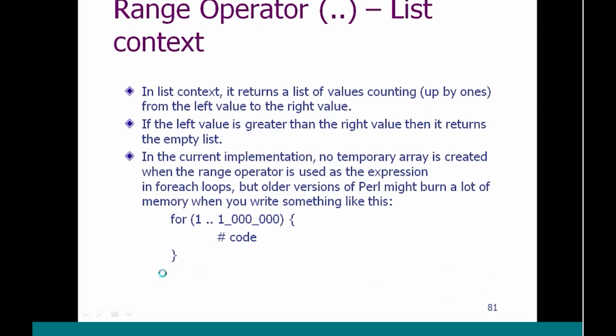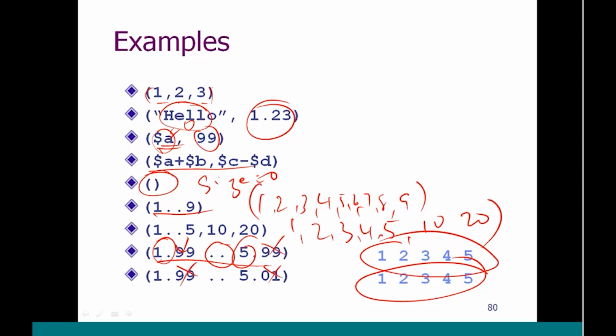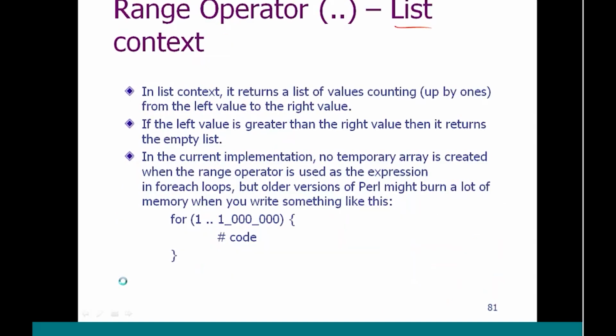So let's look at the two contexts that I mentioned for the range operator. The first one is the list context, which is pretty much what is defined in here. All these 4 examples define the list context of the array. In the list context, it returns the list of values counting up by ones from the left value to the right value. So if the left value is greater than the right value, then it returns an empty list. So that is another key thing to note.